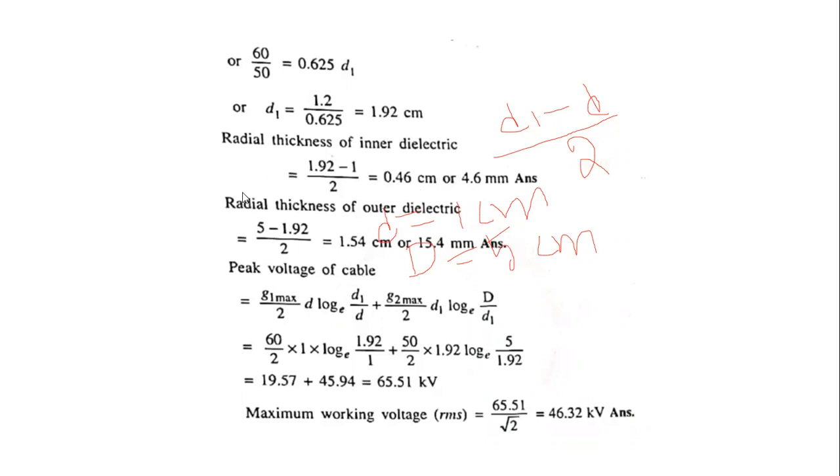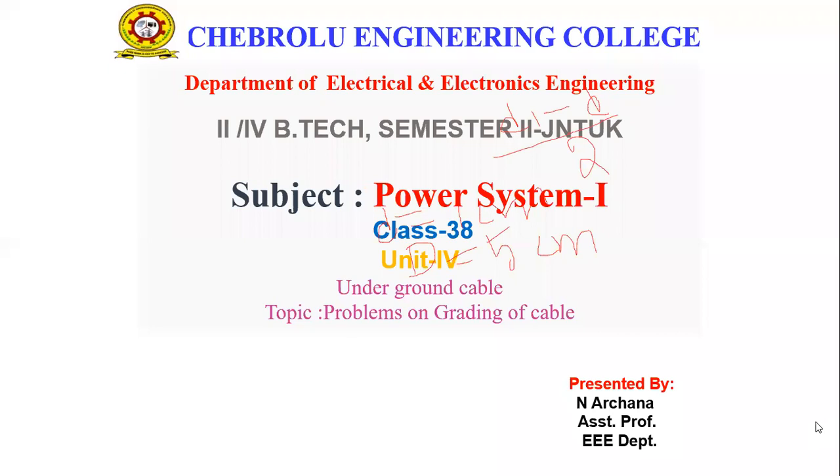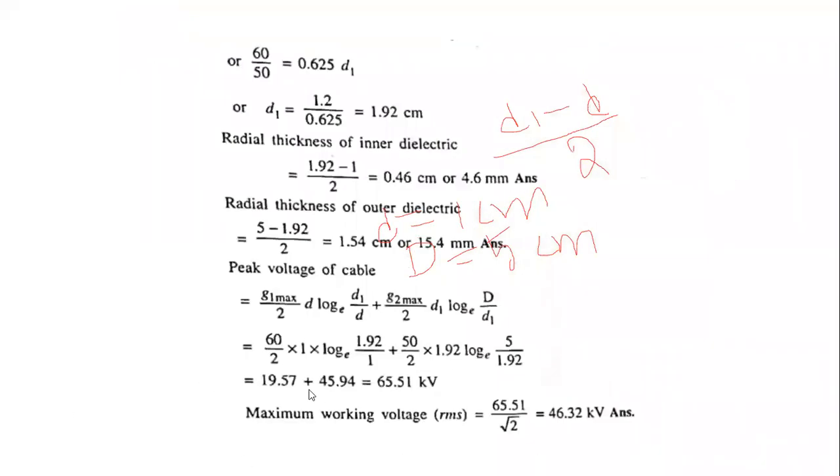Similarly, we calculate the radial thickness of the outer dielectric. The radial thickness of the outer dielectric is capital D minus D1.